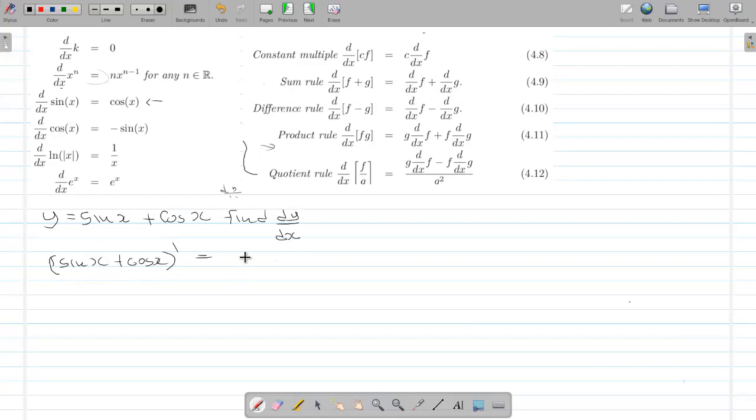Okay. So this is allowing me to change the order here. On this side I first add and then differentiate. On this side I first differentiate, then add. This rule is there to tell me they are the same.